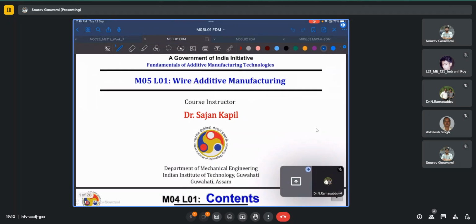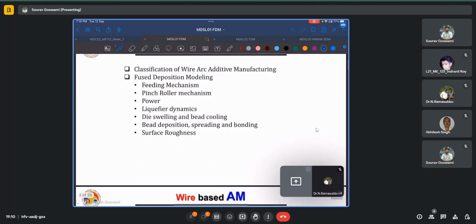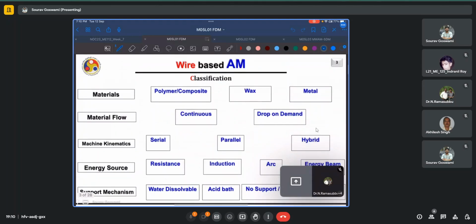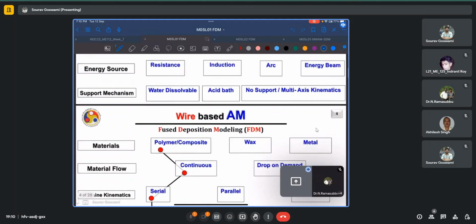This week, primarily, the contents that were covered included the wire additive manufacturing processes. And the first slide dealt with the most well-known or most commonly encountered wire AM process, which is FDM, fused deposition modeling, or FFF, which is fused filament fabrication. Again, the classification based on the various subsystem levels introduces new technologies to us.